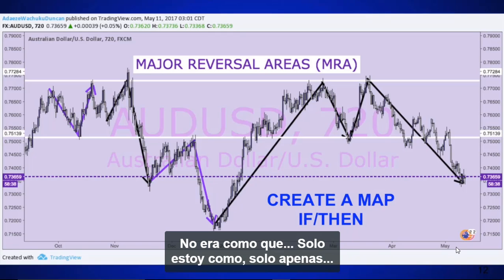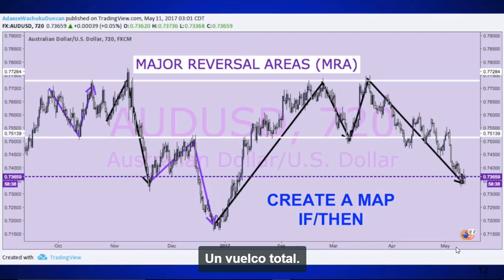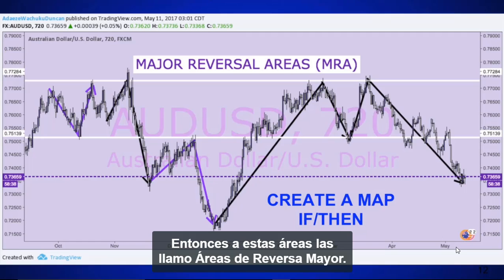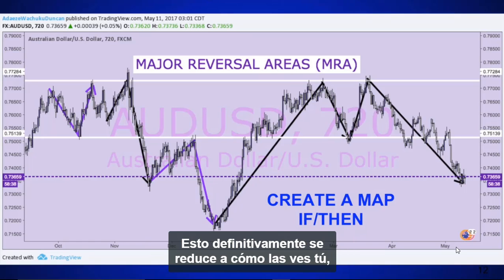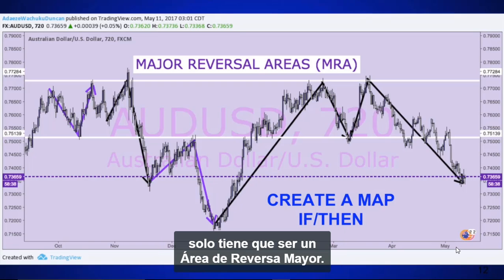It wasn't like I'm just kind of slightly chill and do a little dip and then keep going up. It was a complete U-turn, complete turn. So those areas I call major reversal areas. It comes down to how you see them. What do you determine a major reversal area? It doesn't have to be perfect. It just has to be a major reversal area.